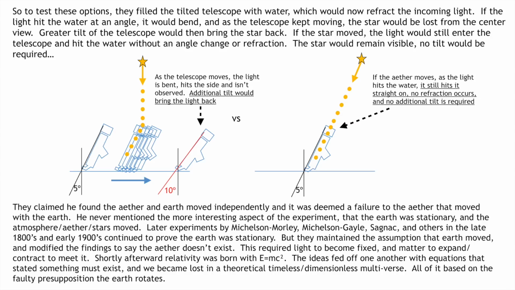Conversely, if the ether and Earth moved dependently, in unison, greater tilt would allow you to see the object in its entirety again. So what he found was that the ether and the Earth moved independently from one another.